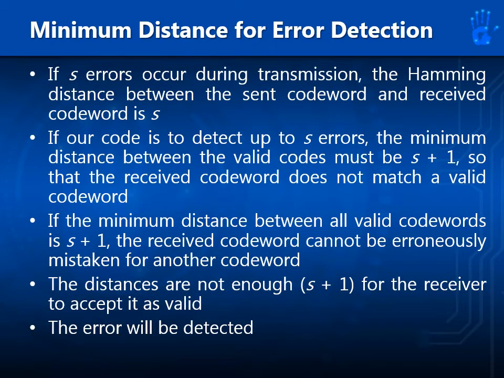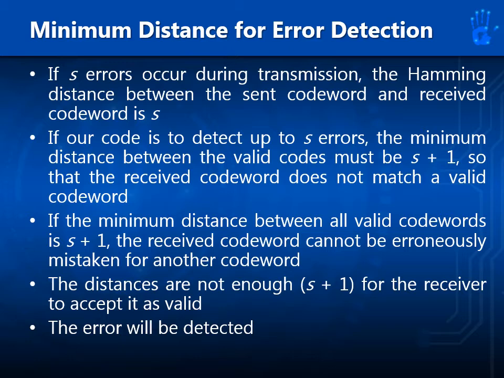Minimum distance for error detection. If S errors occur during transmission, the Hamming distance between the sent code word and the received code word is S. If our code is to detect up to S errors, the minimum distance between the valid codes must be S plus 1, so that the received code word does not match any valid code word.